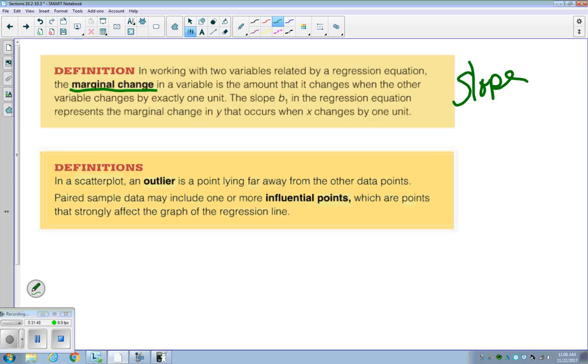Okay. We also talked about an outlier. We saw what an outlier would look like, and it's a point just way out of line with the other data points. You can have one or more influential points, which are points that strongly move the graph of that regression line, and I showed you one of those with just a sketch.